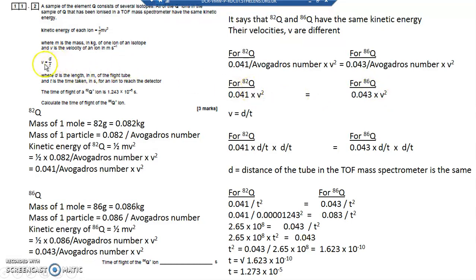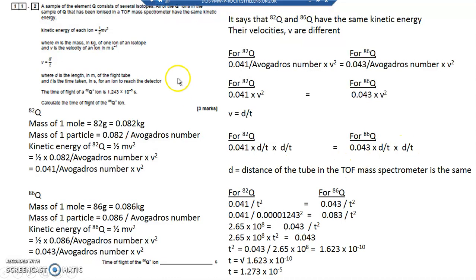Now, I've been given something else. V is distance divided by time. So if I substitute v for d divided by t, then v squared is v times v, or d divided by t times d divided by t. So I've substituted v for d divided by t, so 0.041 times d divided by t times d divided by t equals 0.043 multiplied by d divided by t times d divided by t.